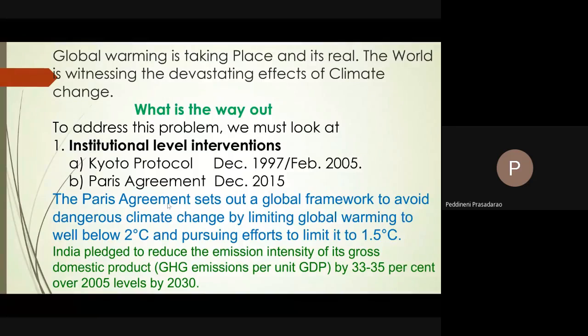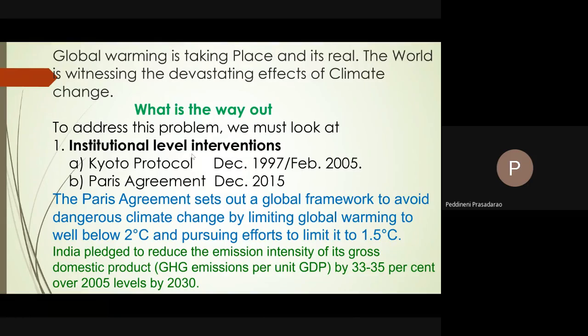Then what is the way out? How to go about this? Maybe we have two options actually. If you want to address this particular problem, you have only two options. One is at the institutional level. Maybe the second one is at the individual level.